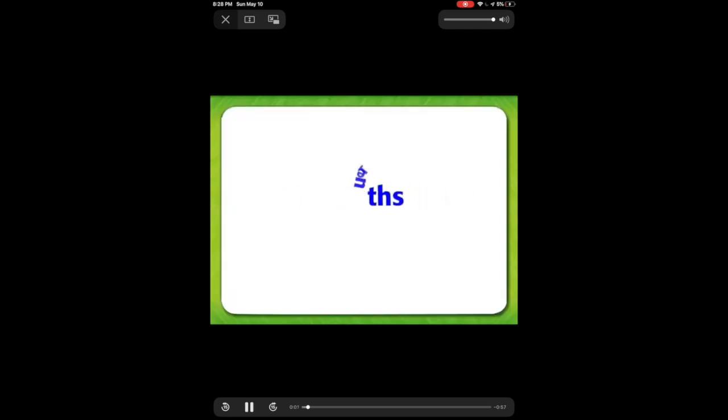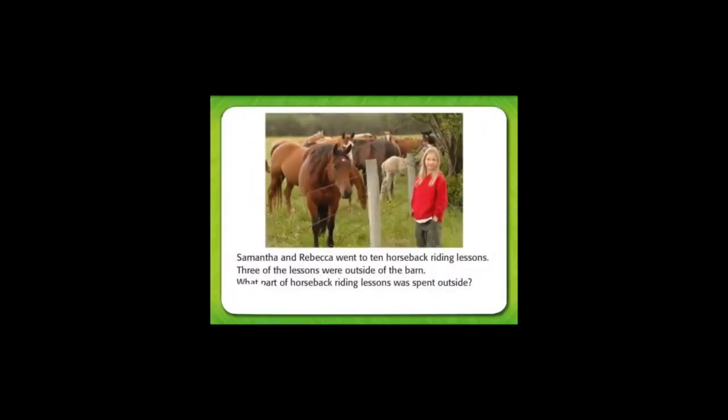Tenths. Samantha and Rebecca went to 10 horseback riding lessons. 3 of the lessons were outside of the barn. What part of horseback riding lessons was spent outside?